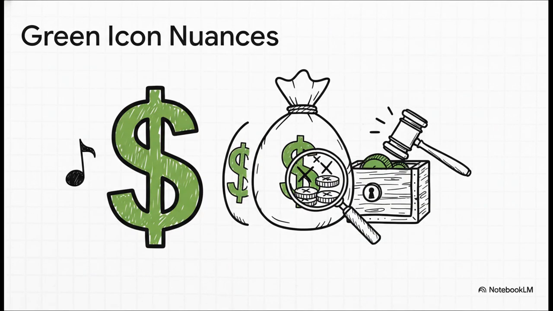But, and this is really crucial, a green icon doesn't automatically mean you get 100% of the money in your pocket. Your earnings can still be shared, maybe for using a popular song, or they can be held in escrow during a copyright dispute, or even get reduced because of invalid traffic. So the green icon means you're eligible for full revenue, but these other things can still come into play.